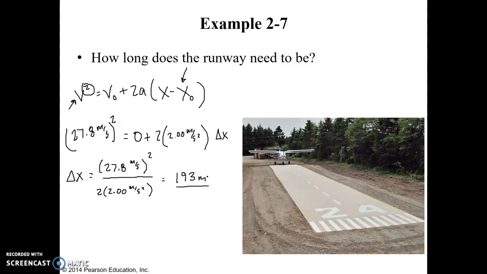Now, if you were actually the engineer designing this runway, you probably wouldn't want it to be exactly 193. You would want a margin of safety. I don't know what that would be, but you'd probably round it up to at least 200, I would think, if not more. But the minimum length we need is 193 meters for this plane to be able to take off.